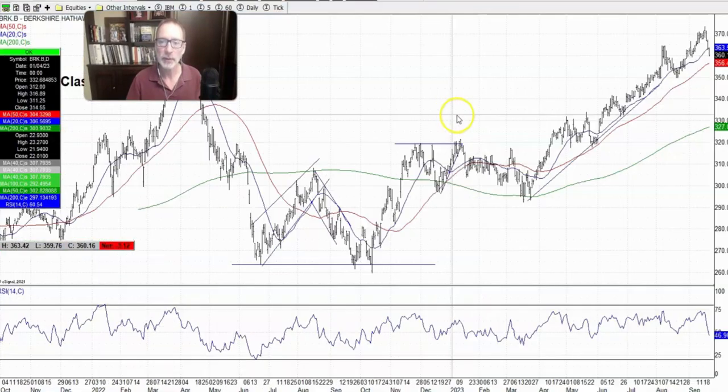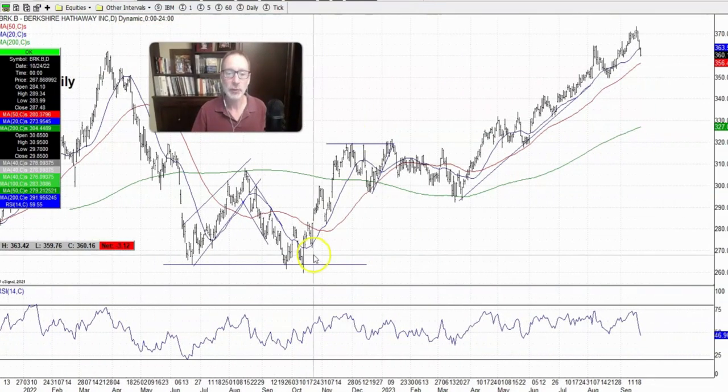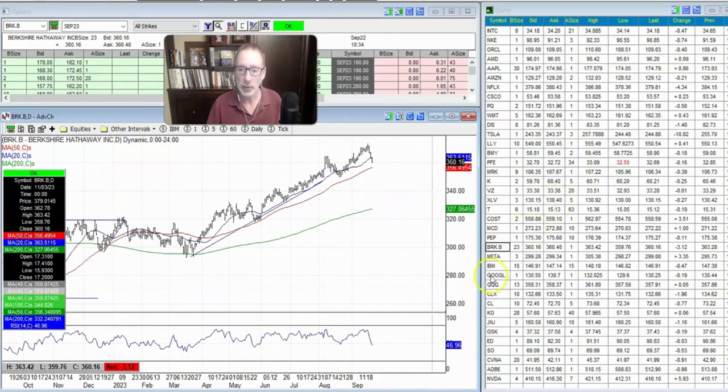Here's Warren Buffett, Berkshire Hathaway Class B shares, doing real well since last October. If you want to follow along with Warren Buffett, you go on our website. I'll show you where that is. I've got a report on that using a specific option trading strategy. But Warren Buffett is doing well in this market. And I think that's about it.